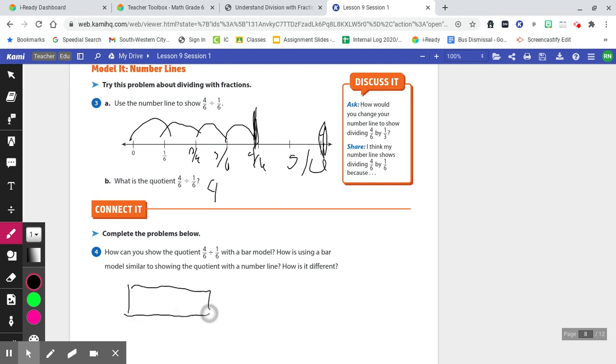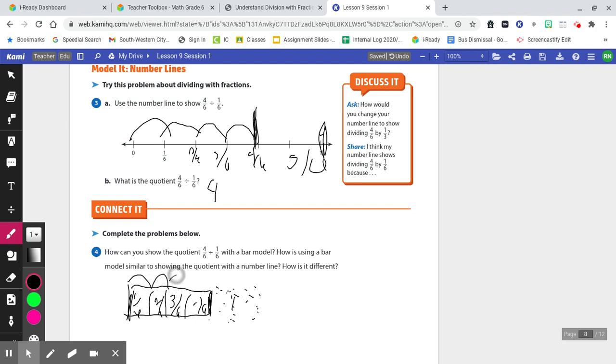I'm going to start with 4/6. 1/6, 2/6, 3/6, 4/6, and these would go on to make my 6/6, my one whole. But we don't have that whole, so we only have the 4/6 here, and I want to know how many 1/6 go into it. Dividing a bar model into 4 equal parts to show 4 1/6.